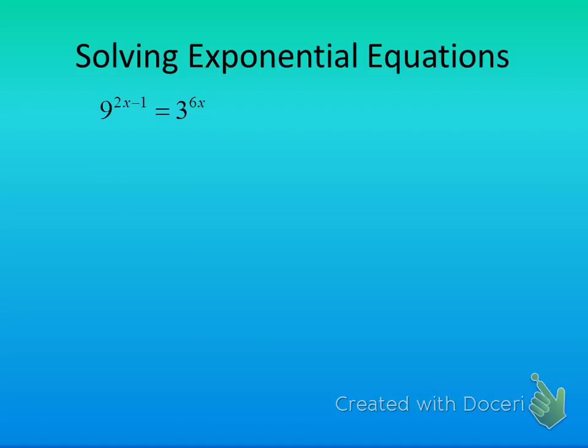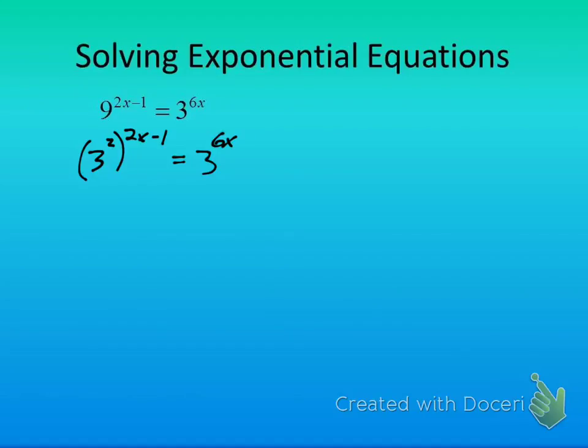You got 9 to the 2x minus 1 equals 3 to the 6x power. So what base do we need to rewrite as? We need to rewrite the 9 as a 3, which is what? 3 squared. There you go. Still in chapter 6. Would you put that in for 2x? I'm getting there. So, 3 squared to the 2x minus 1 equals 3 to the 6x.